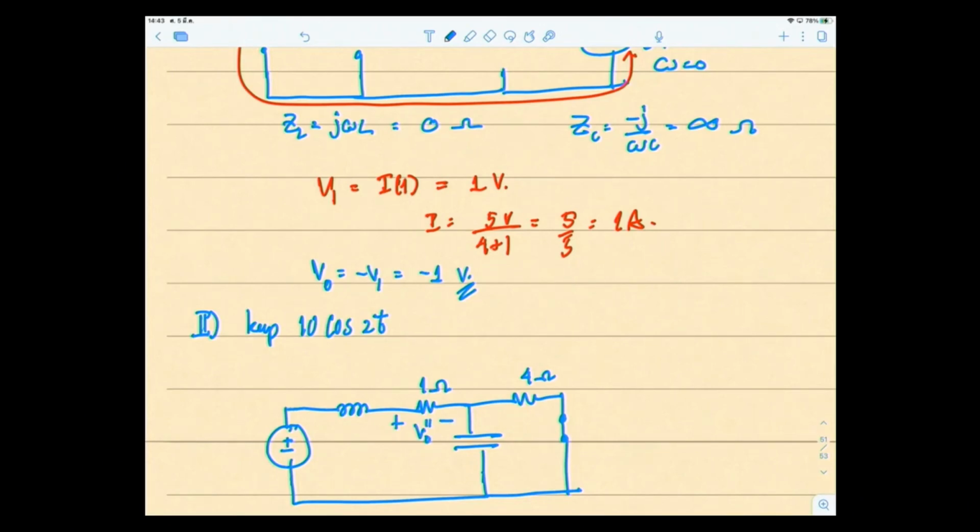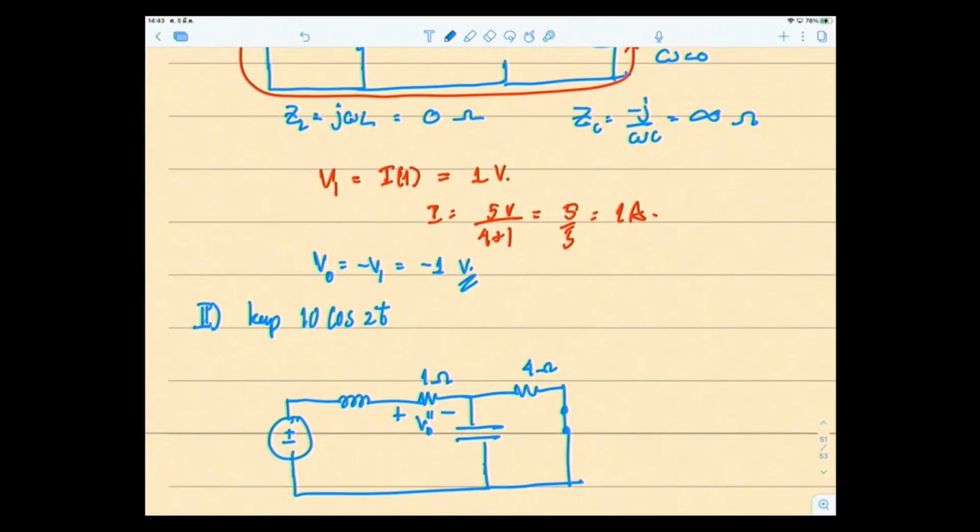Because we have to analyze under steady state, the rule is that you change the time domain into phasor. So this becomes 10 angle 0 degrees volt. L is 2 henry. Change it to impedance: ZL is j omega L. Omega in this case is 2 and L is 2 henry, so it becomes 4j ohms.